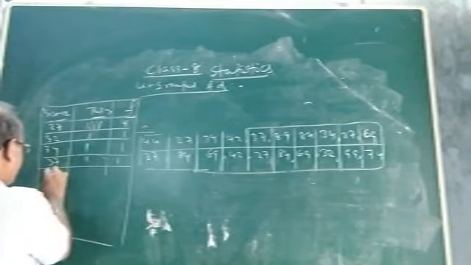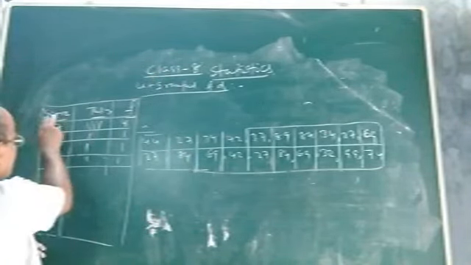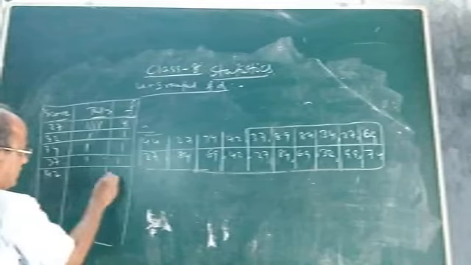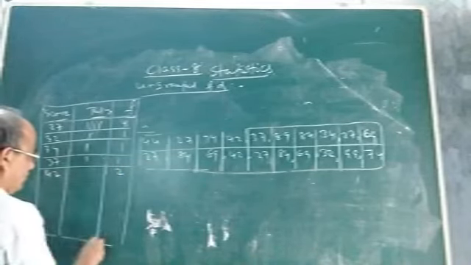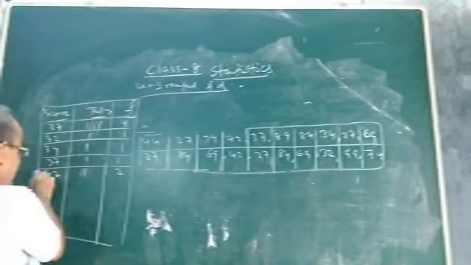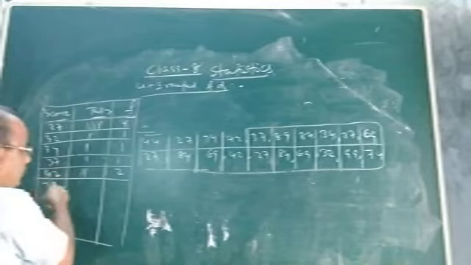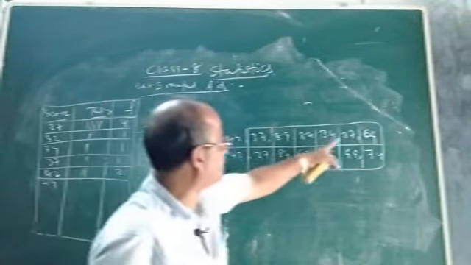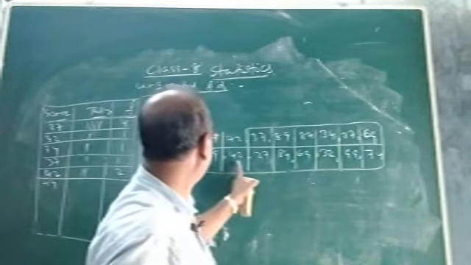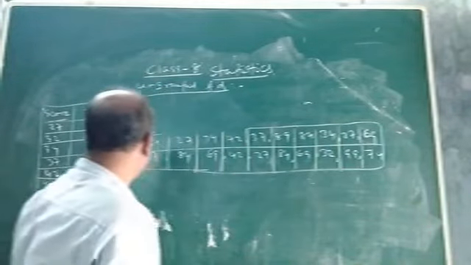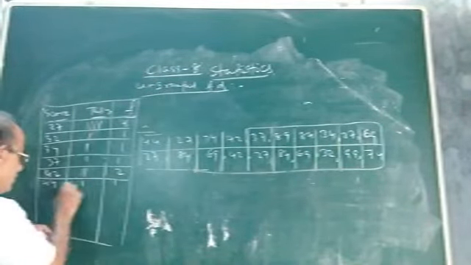So write 42 here, under marks obtained or score or observation. What is the frequency? 2. So draw 2 tallies. Then 44. Like this you will draw. 44, 1 student. No other. Only one student has got 44.